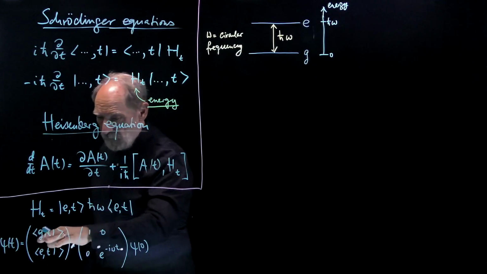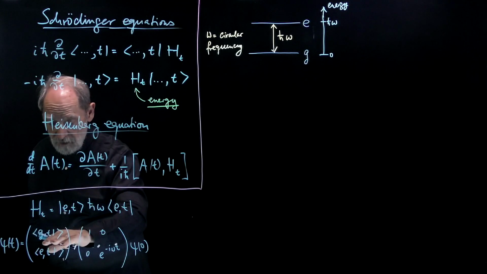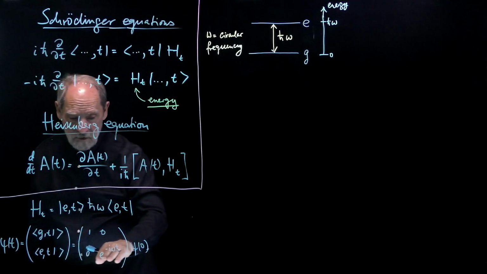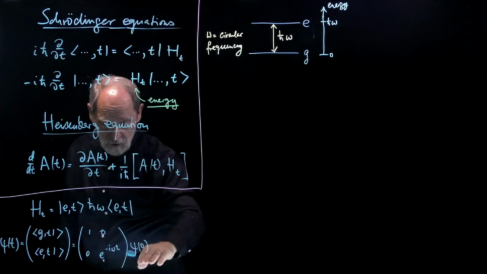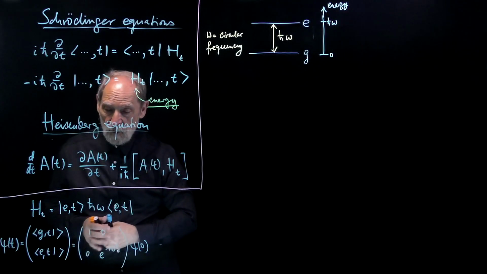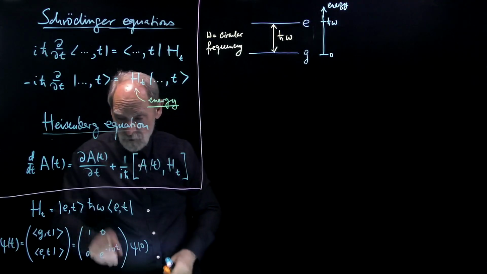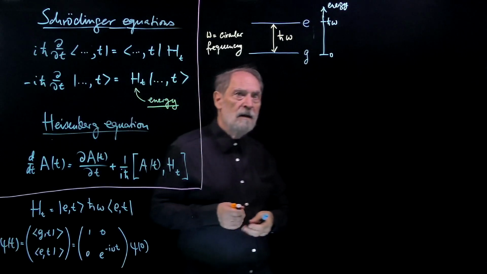And for the wave function, which is made up of the probability amplitudes for the ground state and the excited state, we find this time dependence. It's the original wave function at time 0 times this matrix, which simply multiplies the components with 1, no change at all, and a phase factor for the excited state.